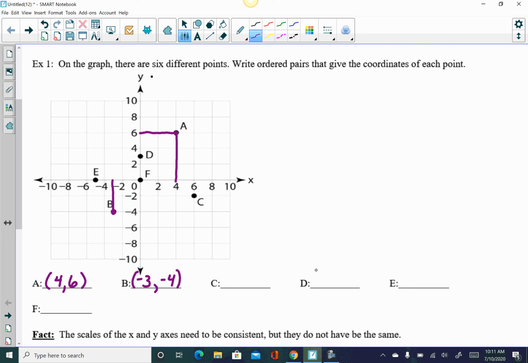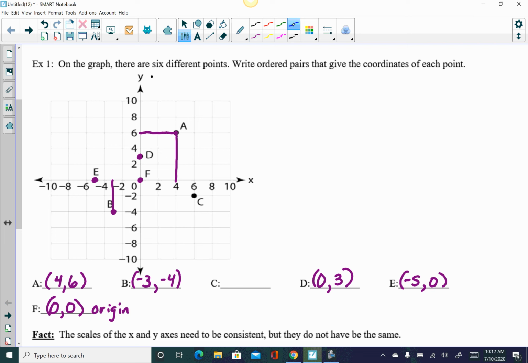Let's look at D. D is on the y-axis, so that means I didn't go anywhere on the x-axis, so my x value would be 0, and then I went up 3 spots on the y-axis. E, over here, this time I did go somewhere on the x-axis. I went over -5 spots, but then I didn't go up or down anywhere, so 0 for your y value. And then F right here in the center, you didn't go anywhere on x or y. It's referred to as the point 0, 0, also known as the origin on a coordinate plane.